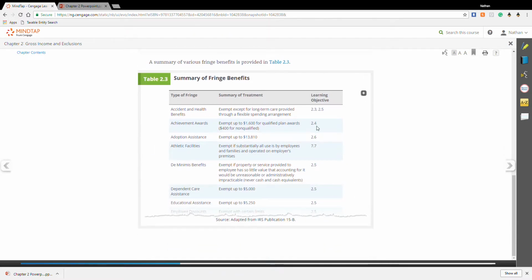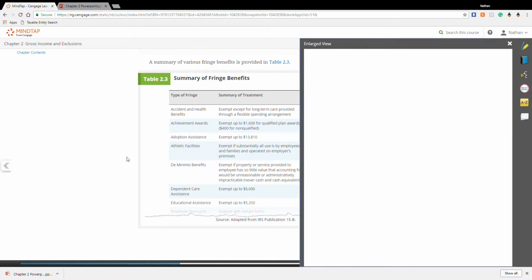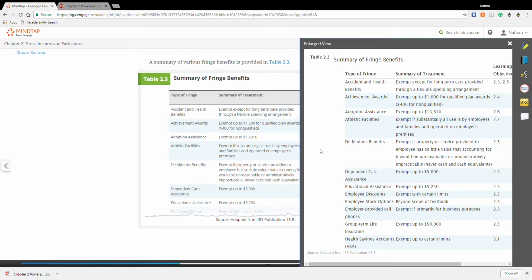Let's see. Here we go. There they are, 2.3. So again, this is a cool little list that tells you all these fringe benefits and how much. Like, look, there's a fringe benefit for adoption assistance. They can be exempt up to $13,810. That is so cool.